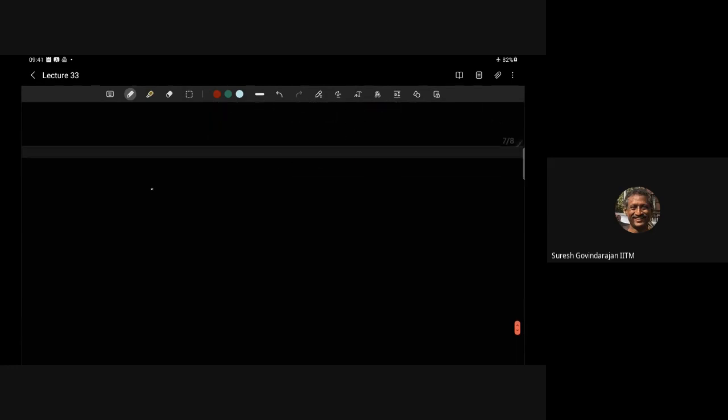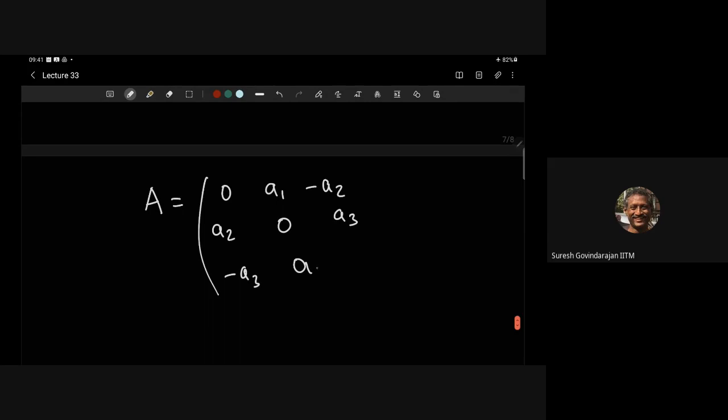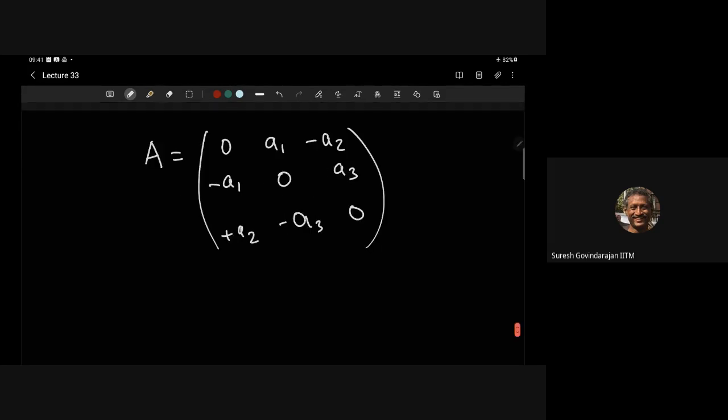You could have put plus A2, there's nothing wrong in that, but there's a reason for doing this. So A, the most general guy, will be 0, A1, minus A2, and by antisymmetry this will be plus A2, 0 here. This will be A3, this will be minus A3, 0, sorry, I messed up. Okay, so there are three free parameters. This is the most general 3 by 3 antisymmetric matrix.